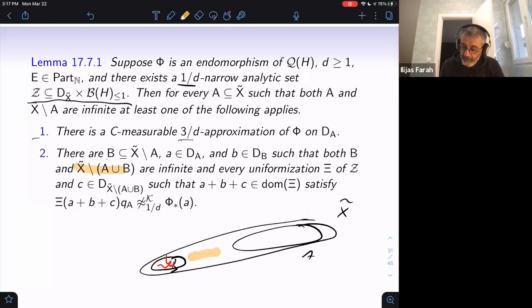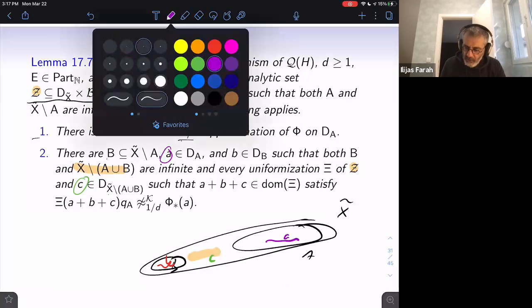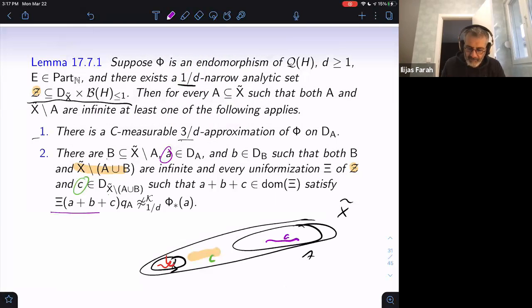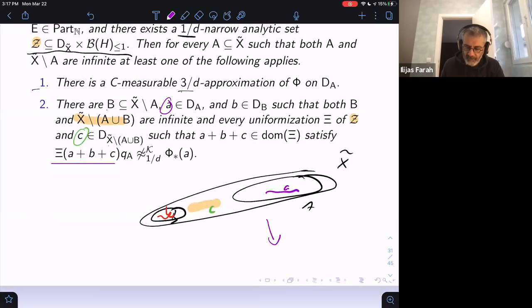And moreover, for any uniformization C of Z, Z being our original set, and also one more C which belongs to this D. So C is here, C belongs in X tilde minus the union, and it has the property that A plus B plus C is in the domain of the uniformization. I forgot to say that A was, let me use yet another color, so here's A, little a is here. So the union belongs to the domain of C, and C of A plus B plus C times QA is not equal, modulo compacts up to 1 over D, to phi star of A.